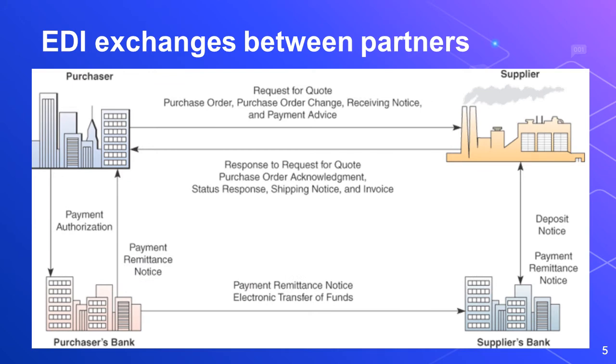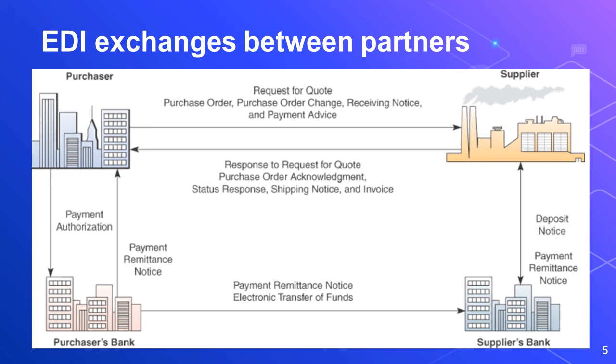So what are the exchanges of EDIs between partners? So one example would be from purchasers to suppliers. So usually a purchaser would send in a request for quote or quotations for the price of products that they would be procuring. So after they request for a quote, they would send in a purchase order or a payment advice. So if, for example, they just want to push through with the purchase.